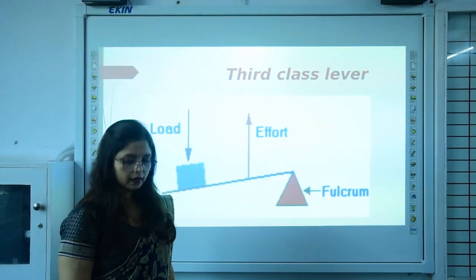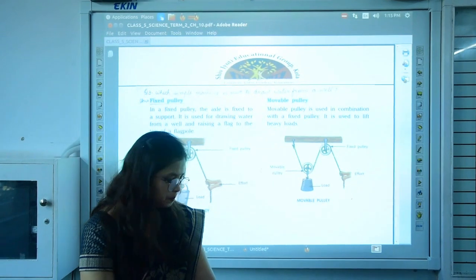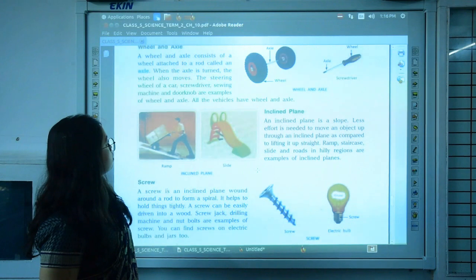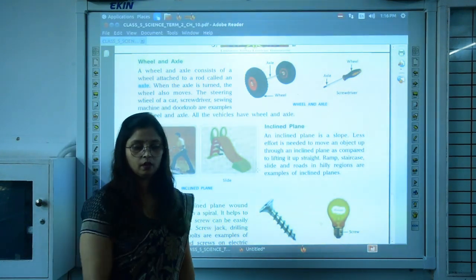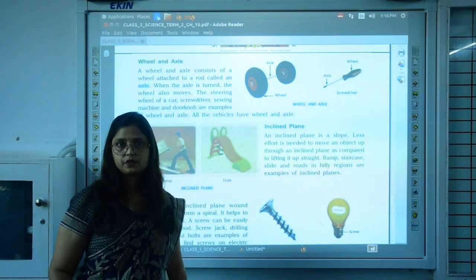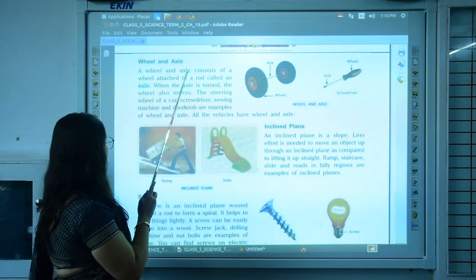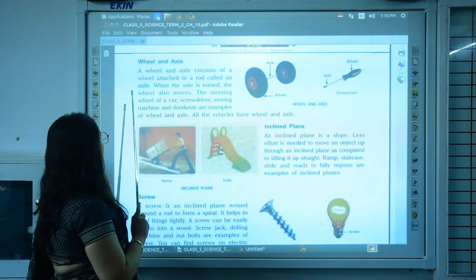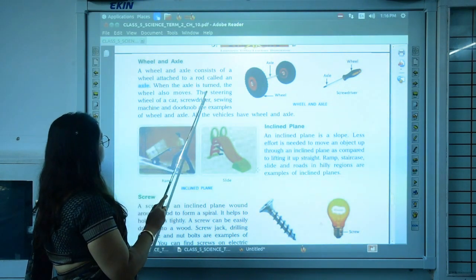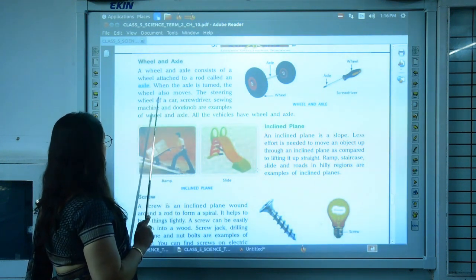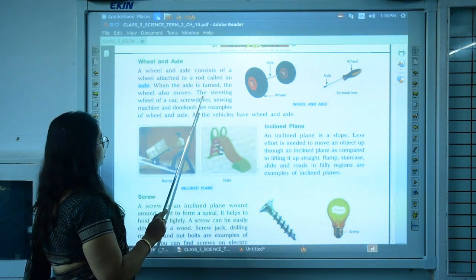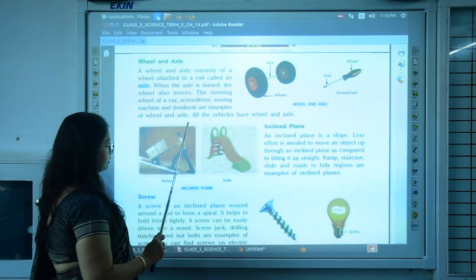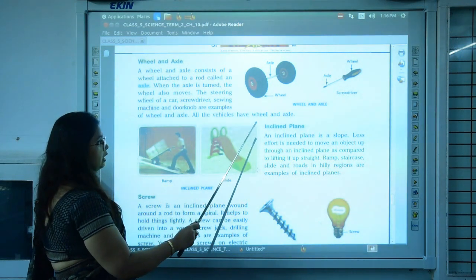Now, we move to some other types of simple machines, wheel and axle. A wheel and axle consist of a wheel attached to a rod, the axle. When the axle is turned, the wheel also moves. The steering wheel of a car, screwdriver, sewing machine and doorknob are examples of wheel and axle. All the vehicles have wheel and axle.